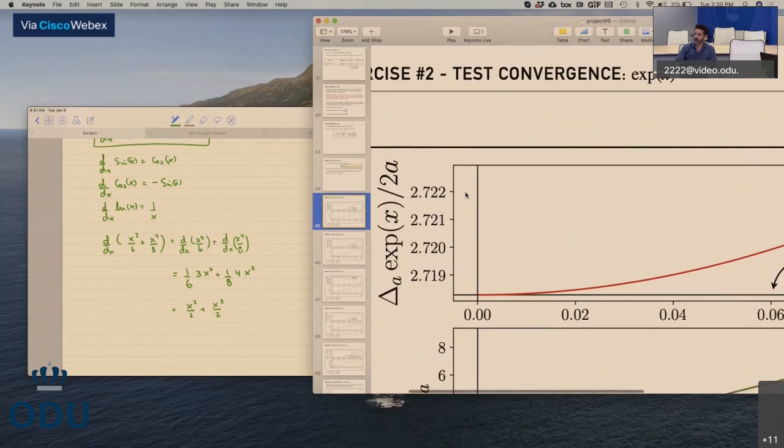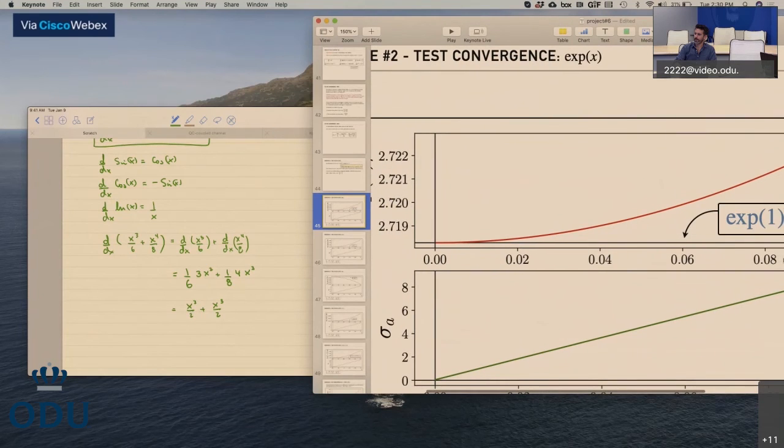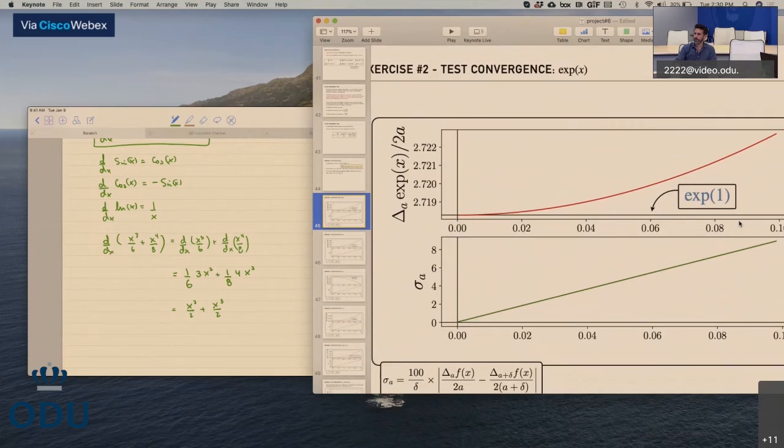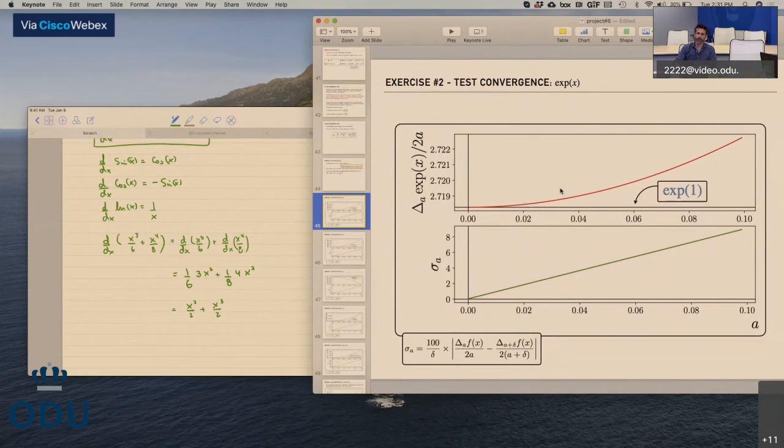And that number is nothing more than the exponential evaluated at x equals 1. So it's just e. Okay, that's what that number is. And that's what I plotted in this line. So you see that it is indeed convergent to that value. And the systematic error that I defined is indeed going to 0.